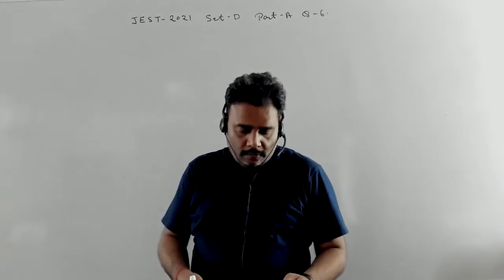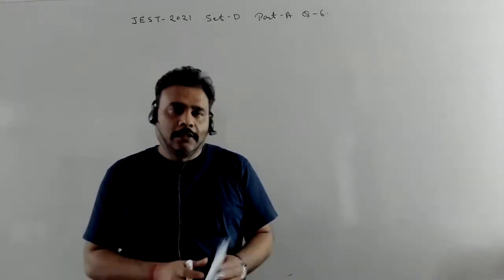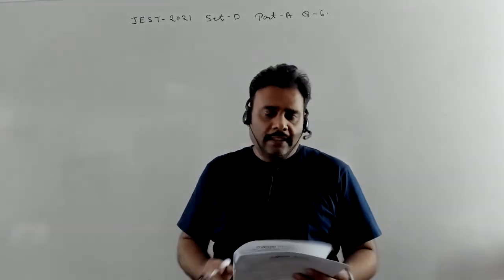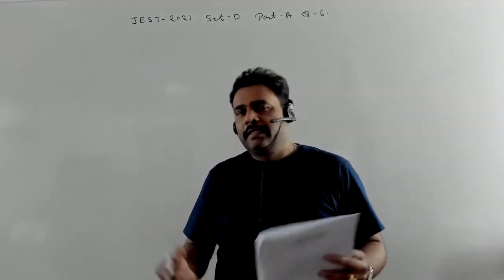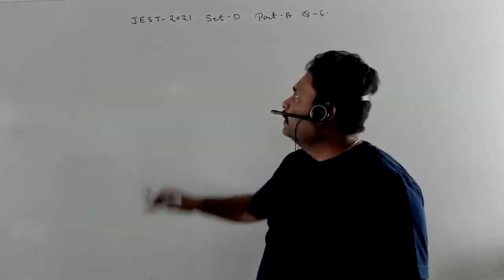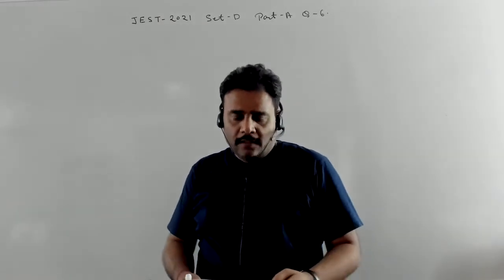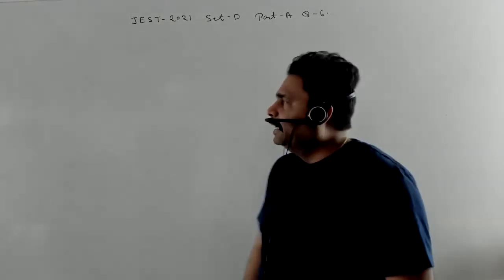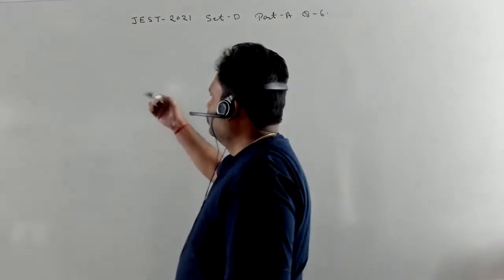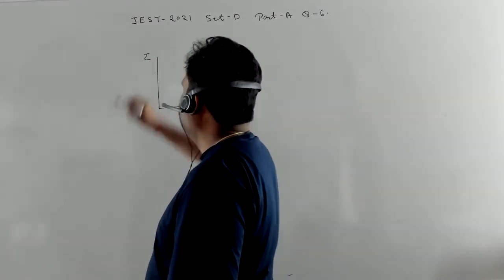Hello students. So let's try to solve one more question from the JEST 2021 examination, and this is obviously Set D. The question is from special theory of relativity, from Part A, question number 6. So the question is very interesting, and it is given that there is some frame, Earth.